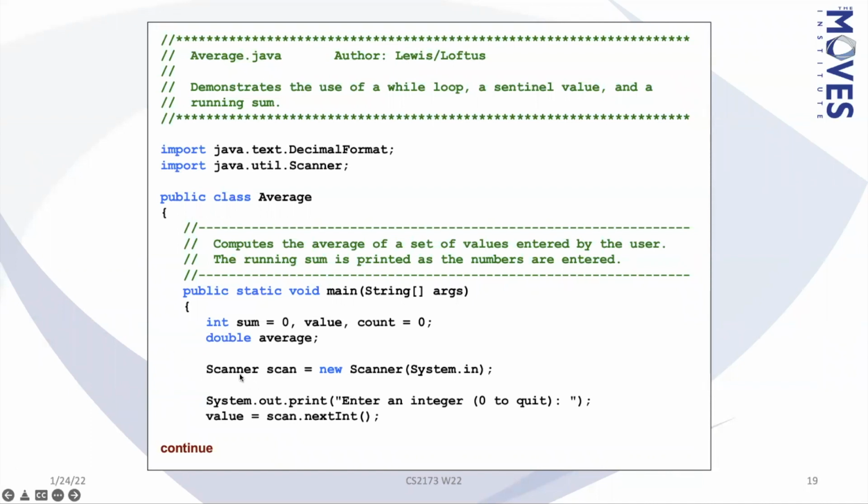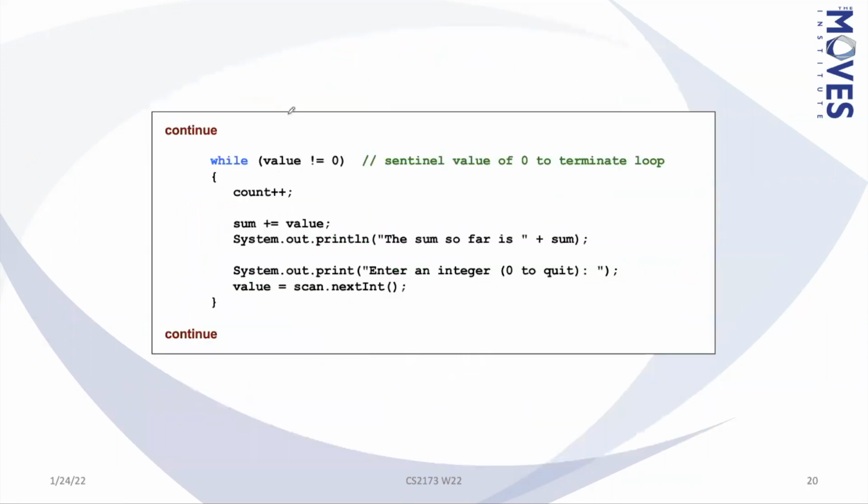They set up a scanner that we've been using, and then we enter an integer, and they're using a sentinel value of 0 to quit. So they get the value, and basically while the value is not equal to 0, they'll increment the count, they'll increment the sum, and then keep doing that until you enter a 0. Now, can anybody think of why that might be problematic?